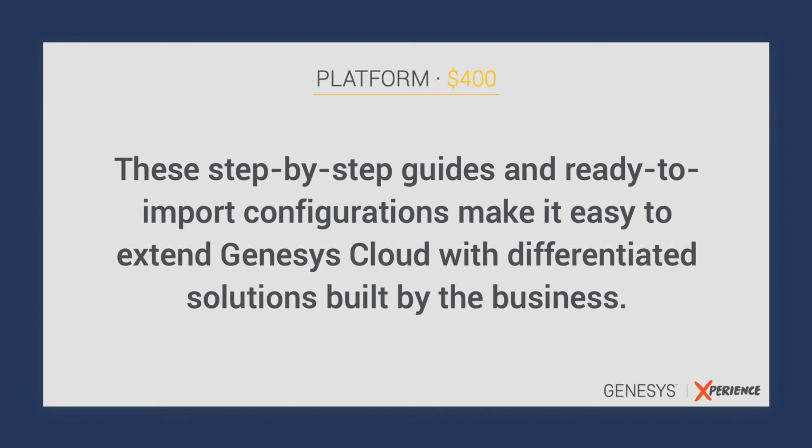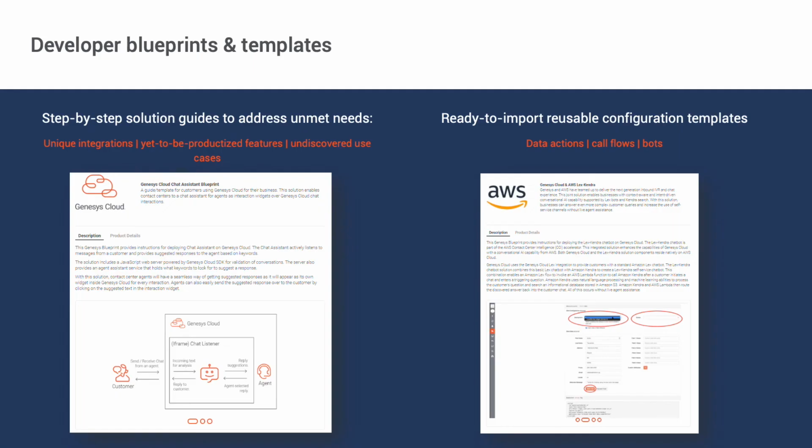These step-by-step guides and ready-to-import configurations make it easy to extend Genesys Cloud with differentiated solutions built by the business. What are developer blueprints and templates? Developers can easily extend functionality of Genesys Cloud using blueprints and templates. Our blueprints are step-by-step guides on how to solve various business problems, and the templates allow for quick configuration using ready-to-import assets, such as unique flows, data actions, or bot configs. And the best part, our blueprints and templates are also community sourced, so you can tap into innovation from really anywhere. Find these by searching blueprint or template in the App Foundry.